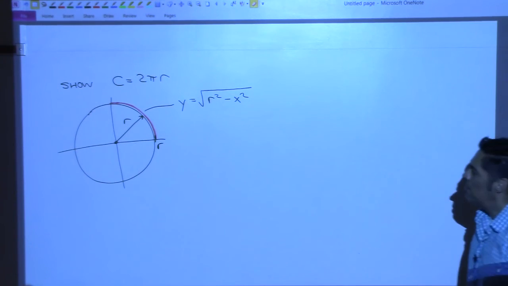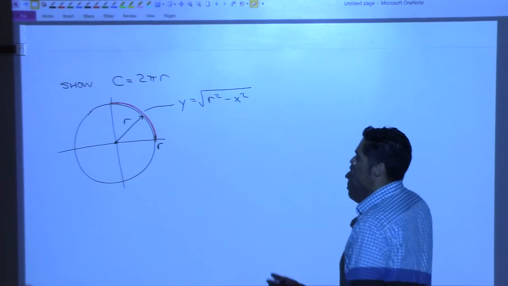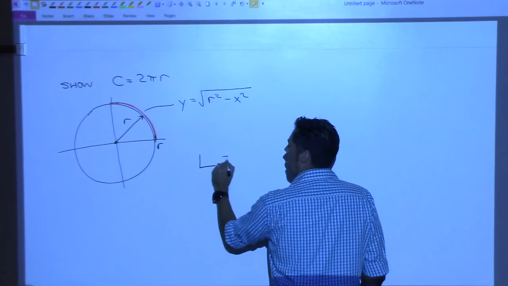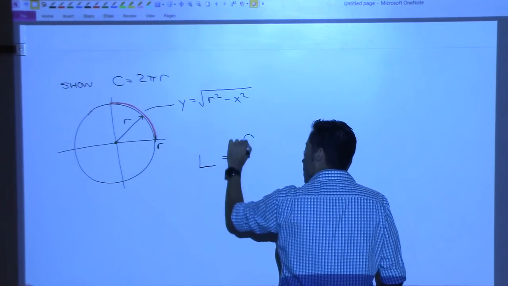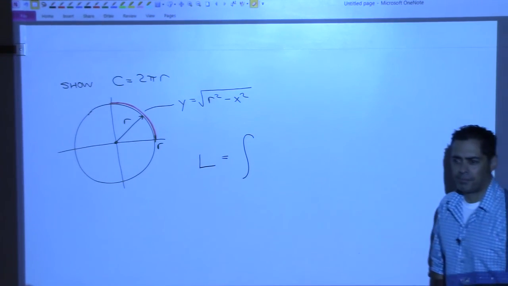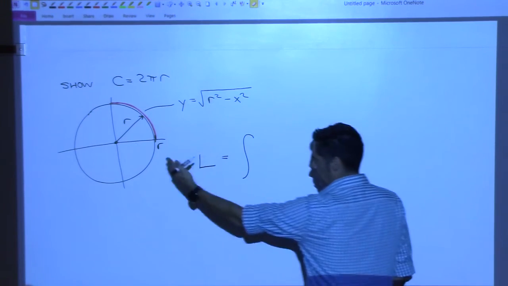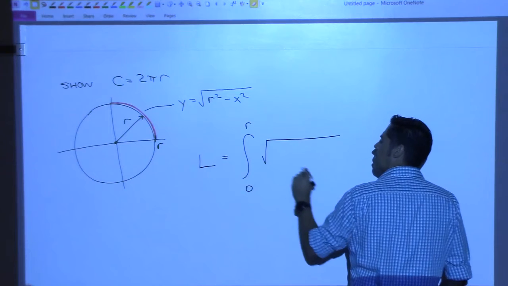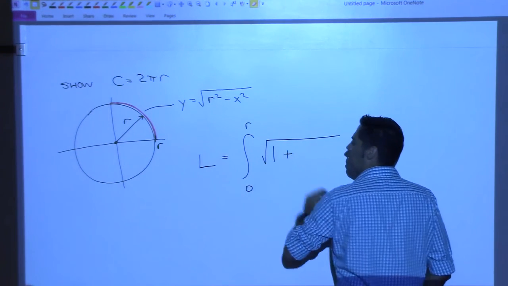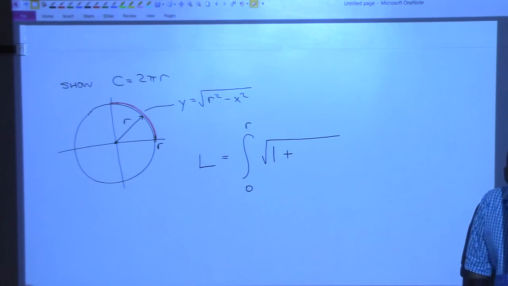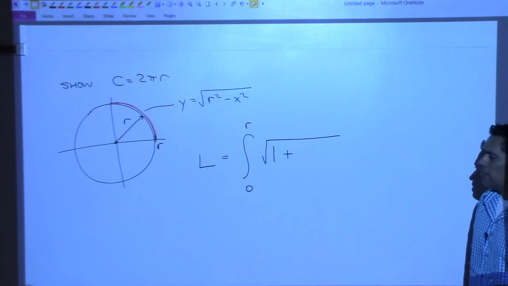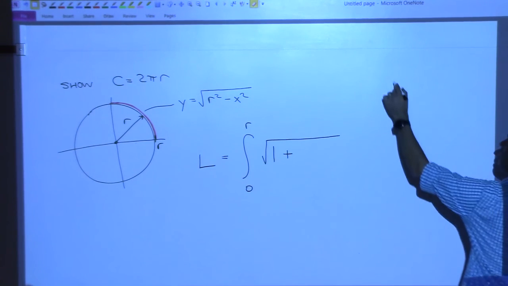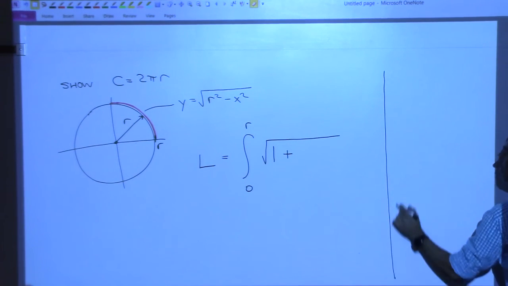Okay. Now, according to the formula I just gave you, the length of that red piece right there will be the integral from where to where? From 0 to r of the square root of 1 plus the derivative of that, squared. So aren't we going to need to go do that over here on the side? Okay, let's do that on the side.